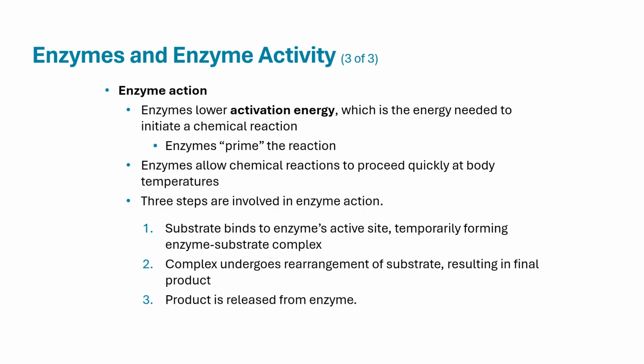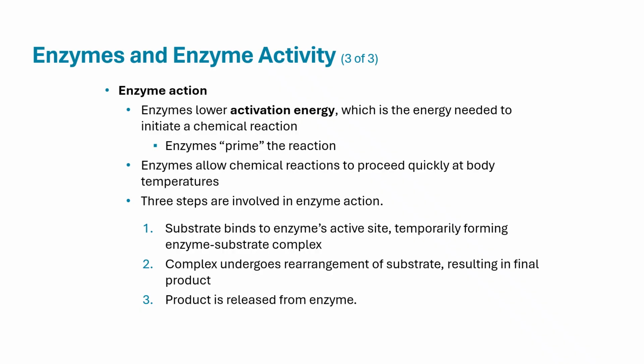All right, so how does an enzyme actually work? An enzyme lowers the activation energy, which is needed for the chemical reaction to take place. So they kind of prime the reaction. So they allow the reactions to go quickly at body temperatures. So it doesn't need to heat up everything to get it to go. The enzymes allow it to go at the body temperature that's stable.